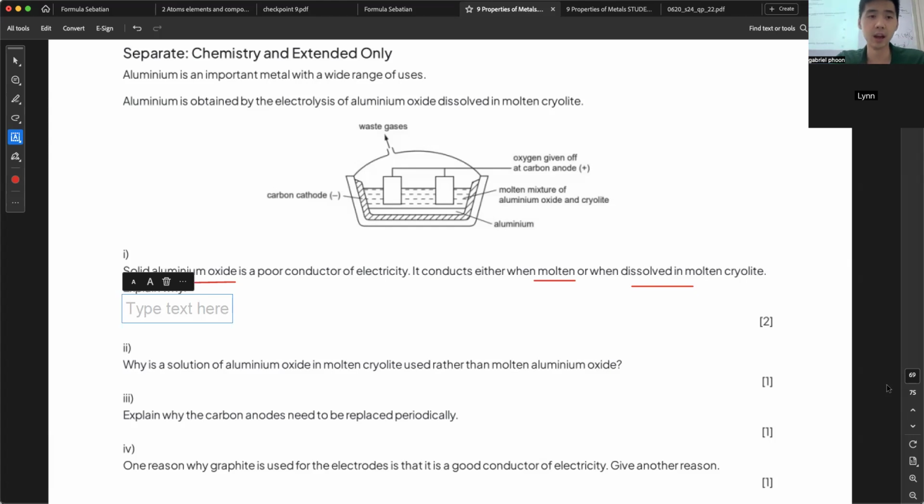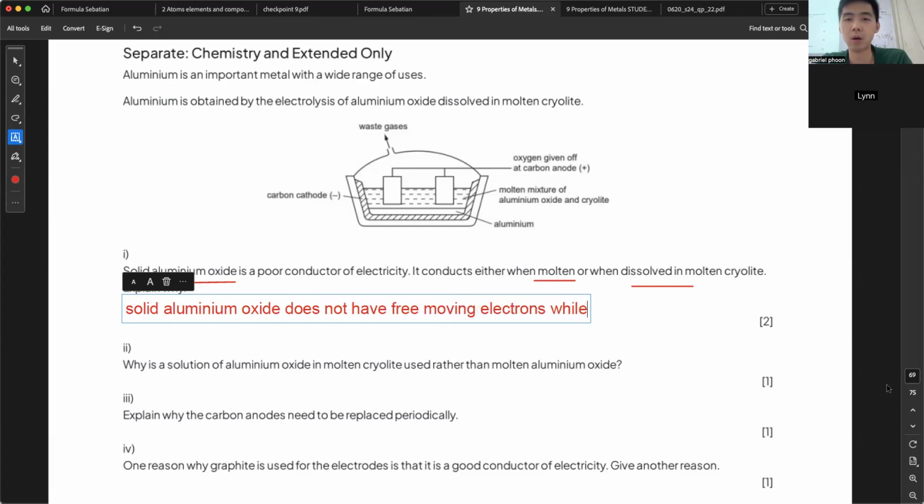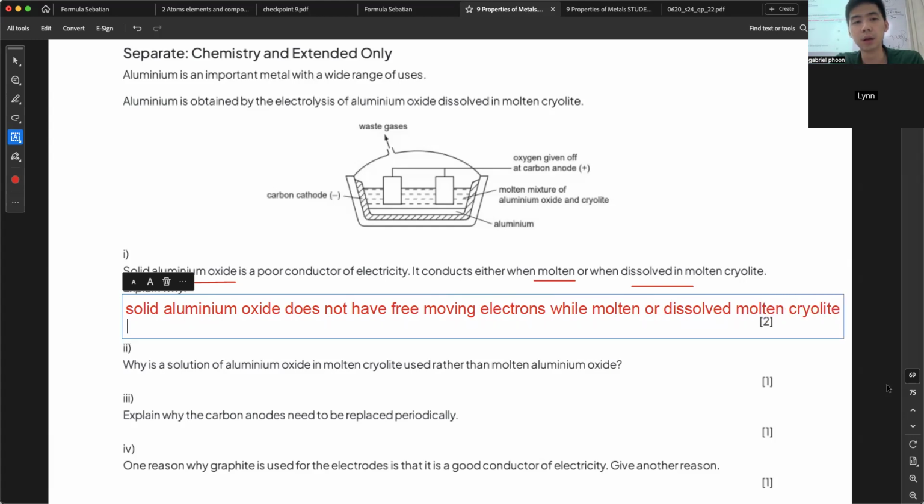You're supposed to say that solid aluminum oxide does not have free moving electrons, while molten or dissolved molten cryolite has free moving electrons.